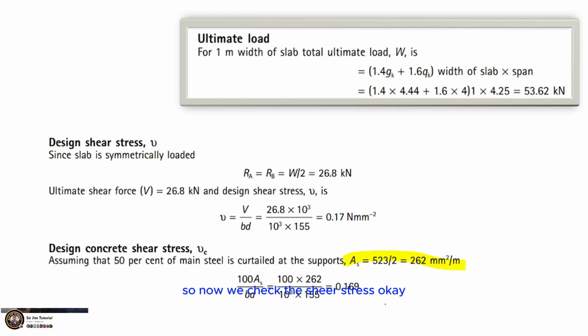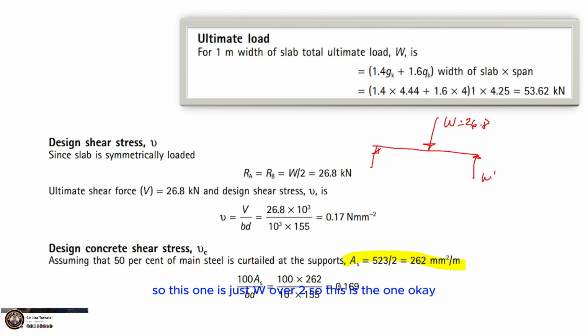So now we check the shear stress. If you remember, our load earlier is simply supported, this is 26.8 or W, so this one is just W over 2. So Ra, if this is A and this is B, the reaction will be our shear force, which is this one, V.